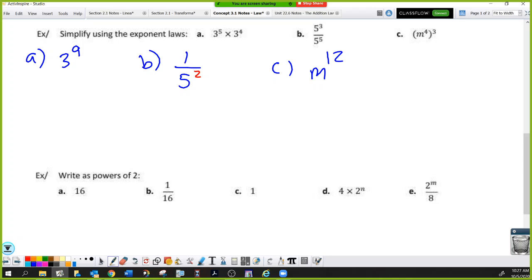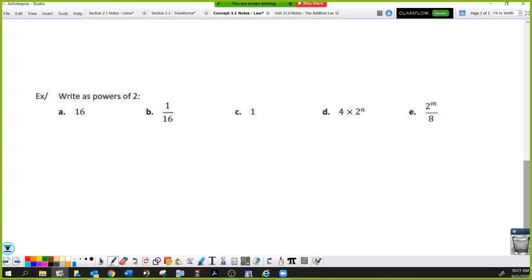Down here, now we're going to start thinking on another level. If I tell you, hey, all of these numbers are powers of 2, and I want them all written as powers of 2. Okay, 16 is a power of 2. 2 to the what power would give me 16? 4. Yeah, there it is. So 2 to the 4th is 16. Don't overthink it. It just is.